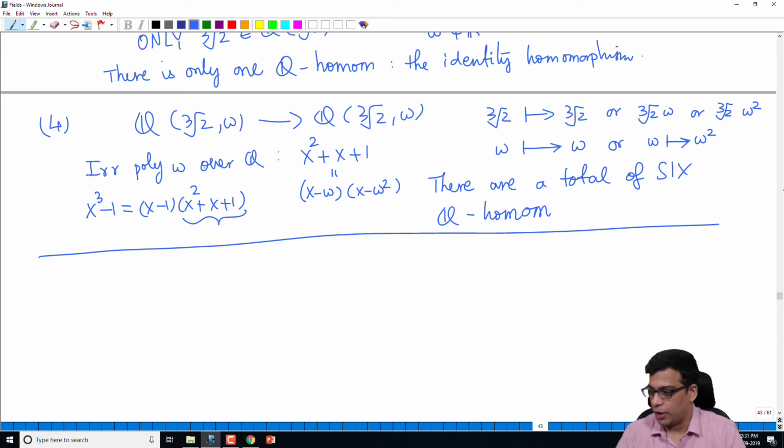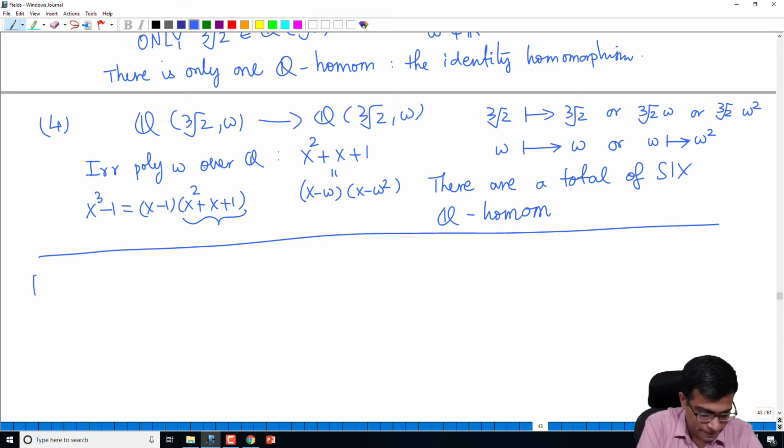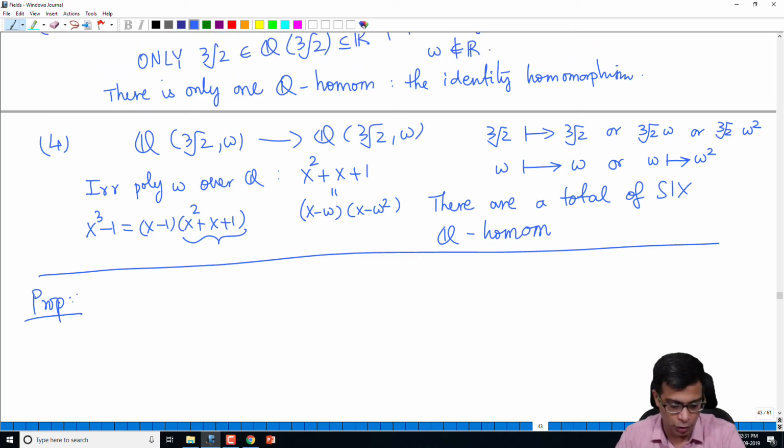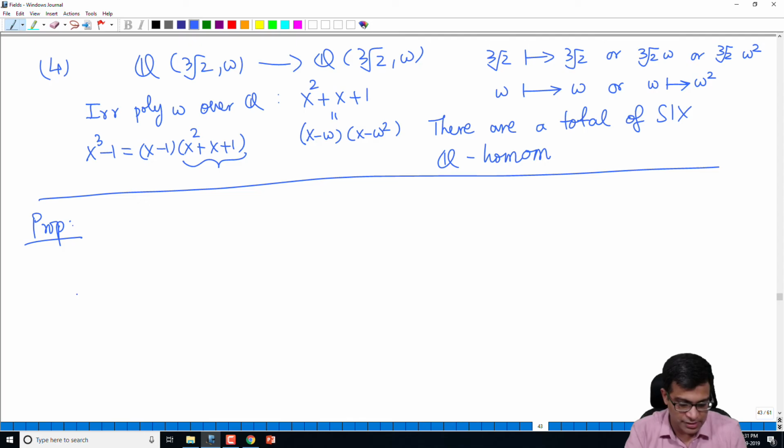So now let me do another proposition which illustrates when you can construct a homomorphism. It's alright to say that alpha can only go to roots of its irreducible polynomial, but can there be a homomorphism by just sending alpha to any root of its irreducible polynomial, which is sort of what I did in this example. So I'm going to formalize this in this proposition.